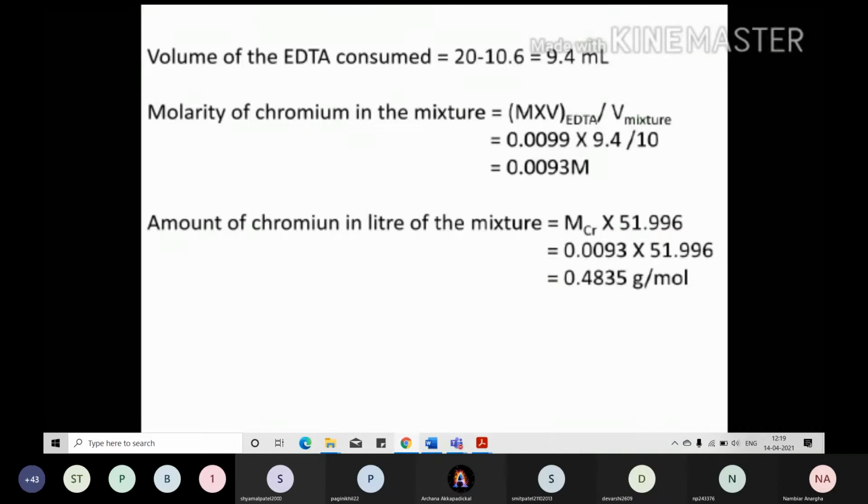Molarity of chromium in the mixture was calculated by multiplying molarity of EDTA with volume of EDTA and dividing the value with volume of metal mixture. The amount of chromium in liter of the mixture solution was calculated by multiplying the molarity of chromium with molecular weight of chromium.